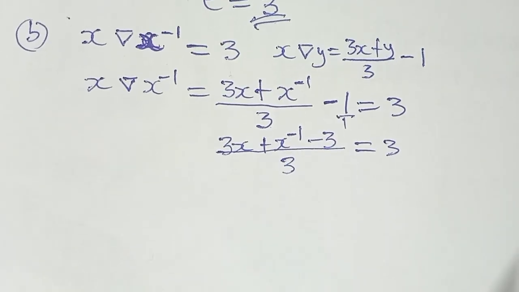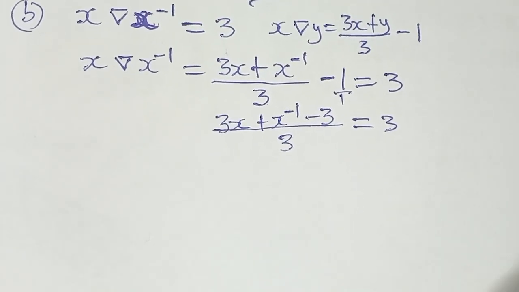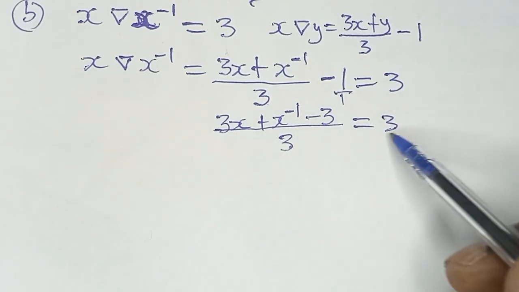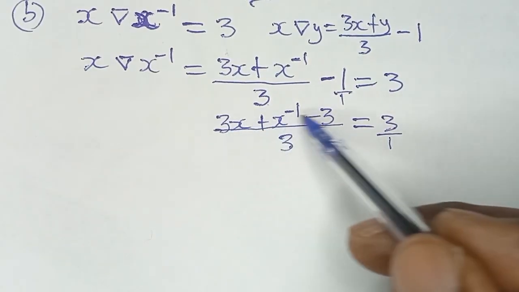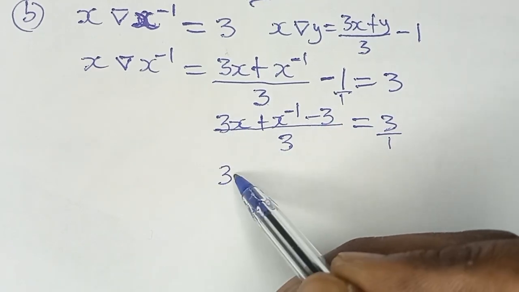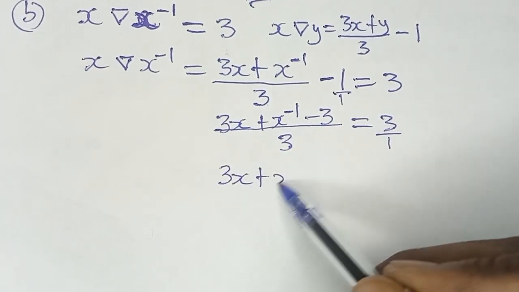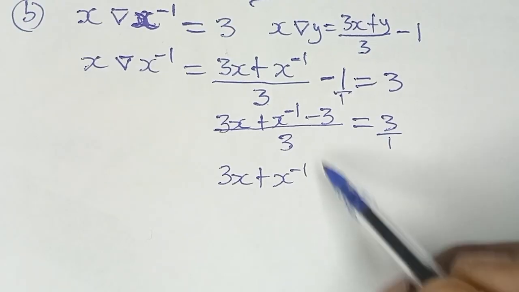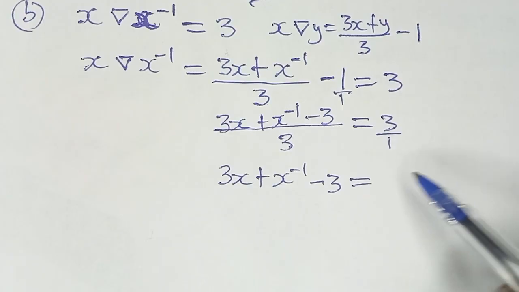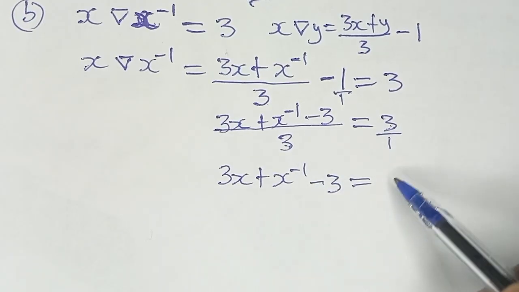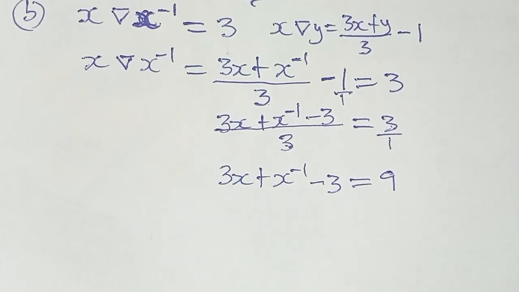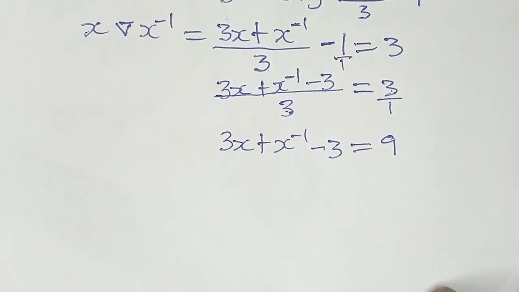So the next thing for me to do now, I can simply cross multiply. So this multiplies this, and this is like over 1. So the whole of this multiplied by 1 will still give me the same numerator, which is 3x plus x raised to power -1 minus 3, and is equal to this 3 multiplied by this 3, which will give me 9. That is 3 times 3, 9. So I've done cross multiplication there.